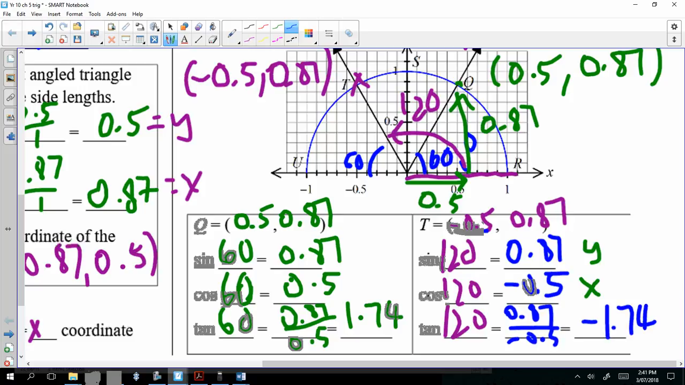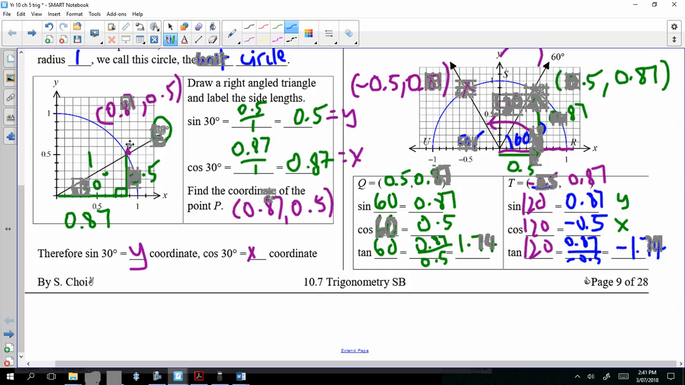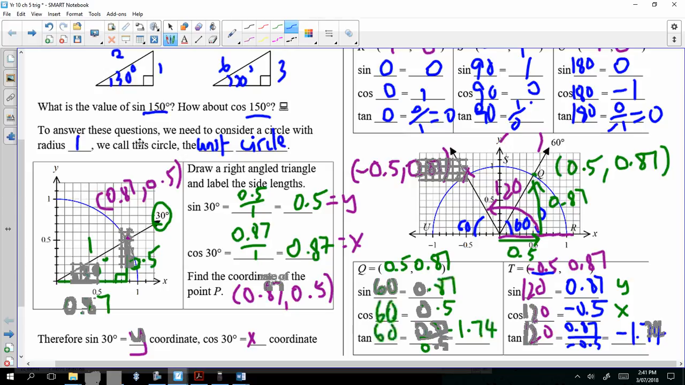Now, this is a very hard way to calculate this. Is there a shorter method? I'm going to show you the shorter method of calculating these exact values. So we'll go to the next page. Okay, let's do the next bit.